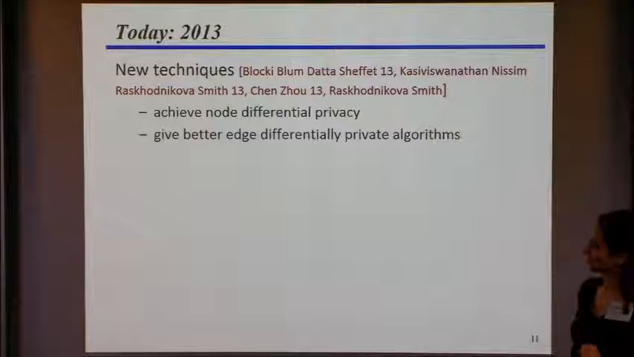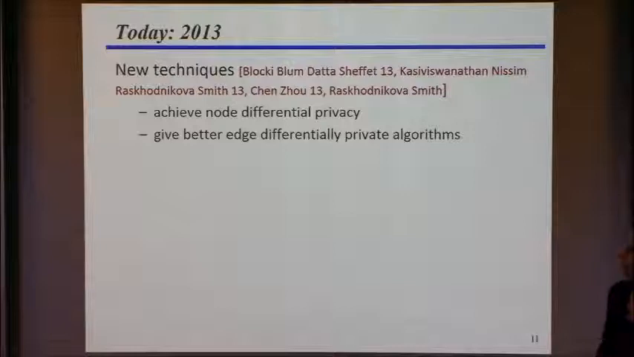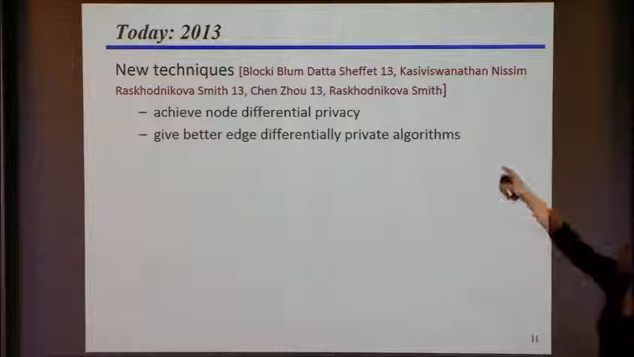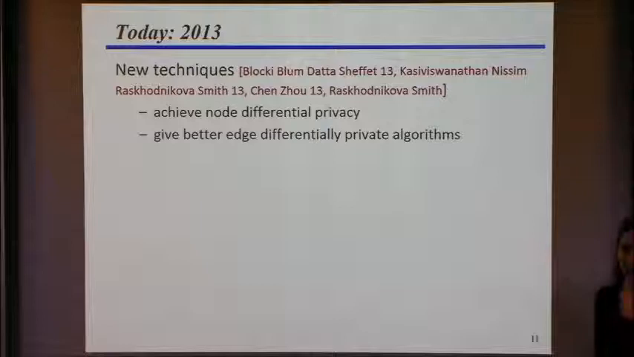So hopefully I gave you an overview of what's been going on before 2013. In 2013, three papers came out basically almost at the same time, in this order, and they propose new techniques, and they achieve node differential privacy, which some papers claimed before was probably impossible to achieve. Also, if you use these techniques, you can get better edge differentially private algorithms. So what I'm going to focus on today is the techniques proposed in these papers. And please feel free to stop me and ask questions.